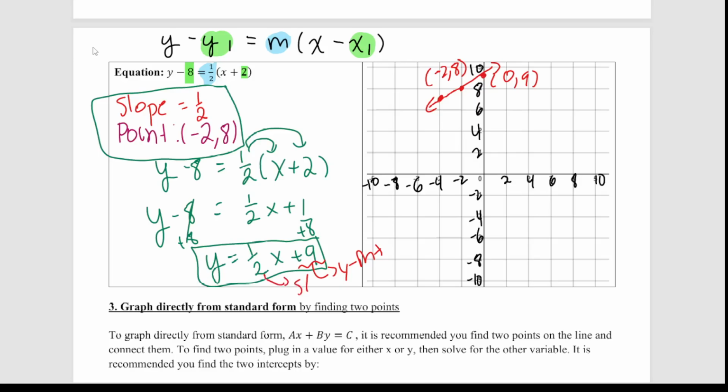So they really do play with one another. You can graph from either form. You just need to pick a strategy and go with it. And then if you want to be extra careful, you always could graph from point slope form. Double check that when you convert it to slope-intercept form that it has the y-intercept that you're expecting.